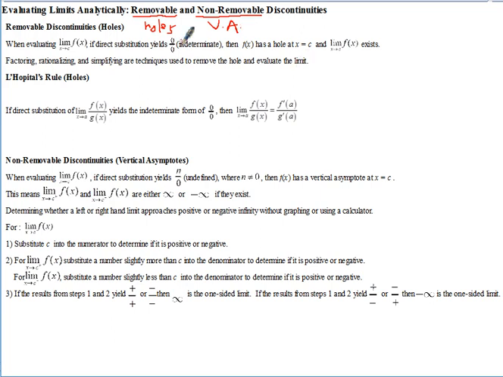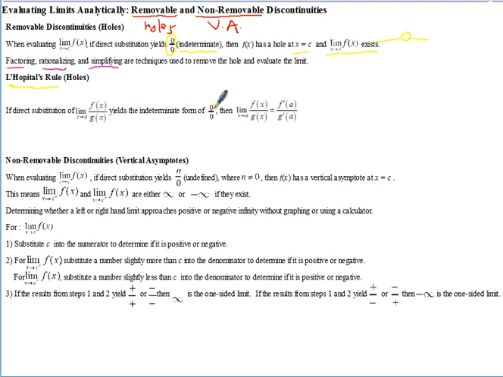So when you have a hole, there's two ways of handling it. When it indicates you have a hole, you plug in, using direct substitution, the value x is approaching, and you get 0 over 0, which is indeterminate. Then you know you have a hole at x equals c, and the limit actually does exist when you have a hole. The general limit's going to exist because it's going to be approaching the same thing from the left and the right. Some of the methods you can use are factoring, rationalizing, simplifying to remove the hole and evaluate the limit. Or, remember, you can also use L'Hopital's rule.